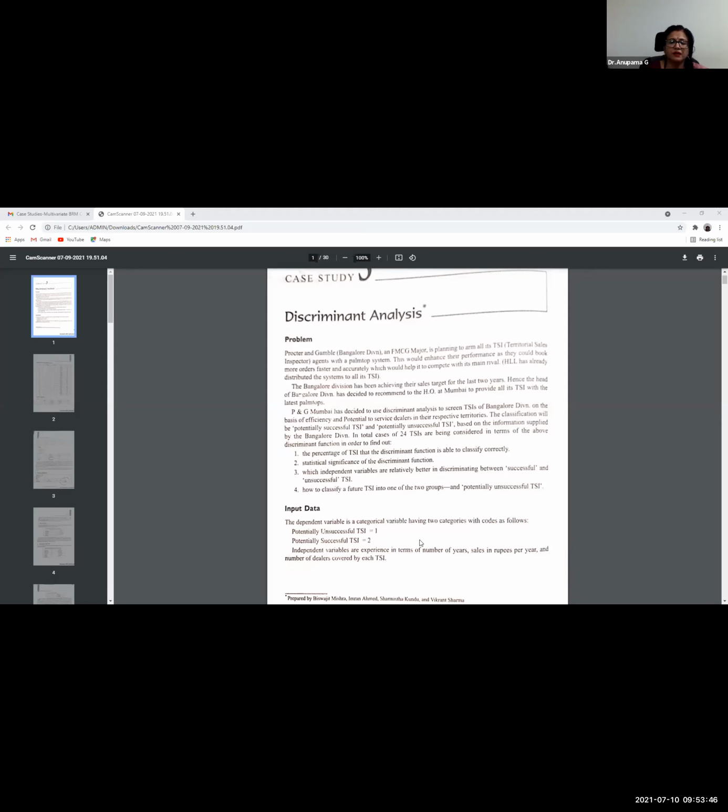Planning to classify successful and unsuccessful territorial sales inspector agents. Because of what? That is what I was asking. Procter and Gamble wants to give a pump top system to them so that they are able to do effective sales management tracking for their distributorship. To whom do they want to give it? They would first like to understand who the effective or successful TSIs are and who the unsuccessful TSIs are. So the moment you are trying to classify people or staff into successful and unsuccessful categories, the dependent variable is categorical, with 2 or more groups, so use discriminant analysis.